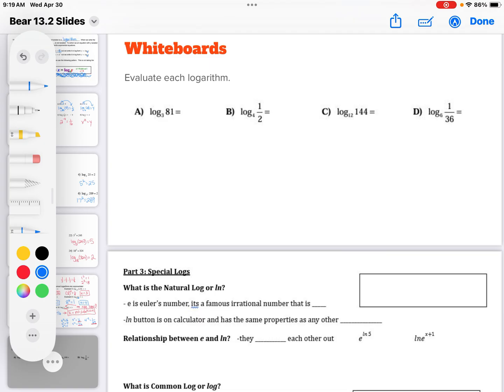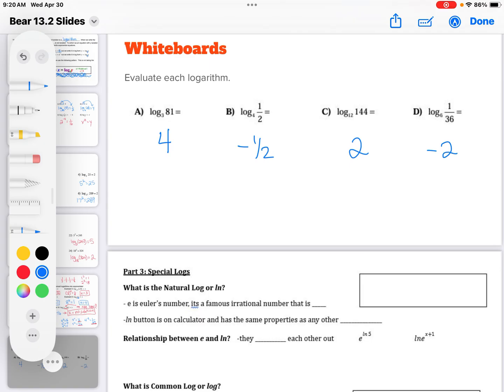Okay, now that you've done that, let's see what you got. So on this one, we should have had 4. For this one, we should have had negative 1/2. Oh, we shouldn't have. Or yeah, we should have. Sorry. For this one, you should have 2. And for this one, you'd have negative 2.